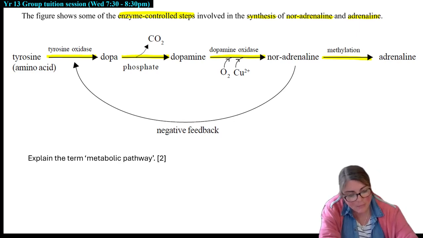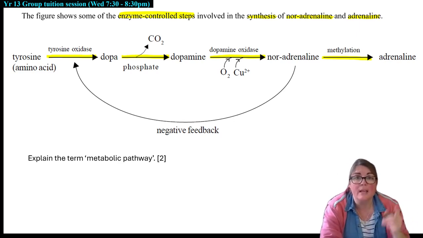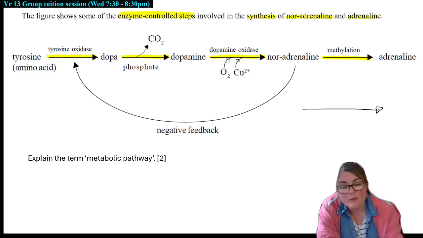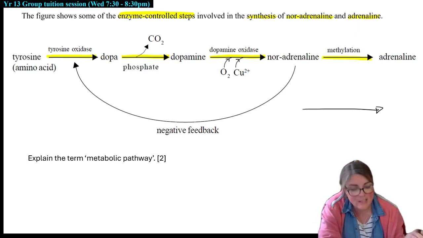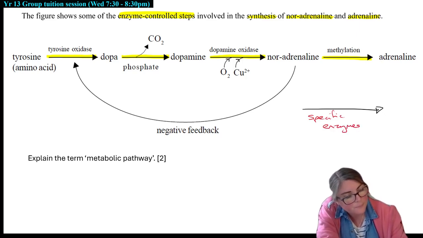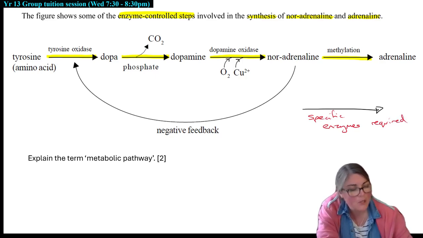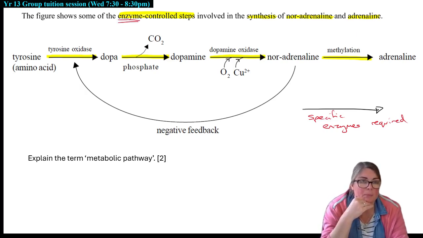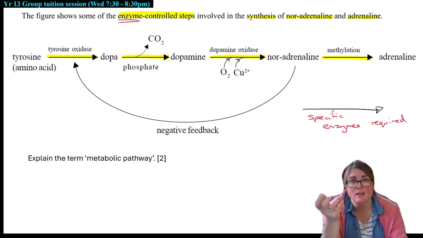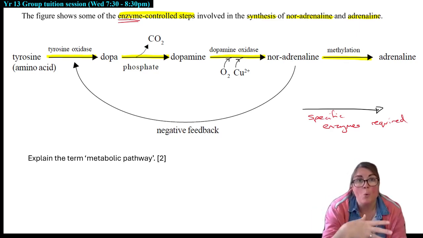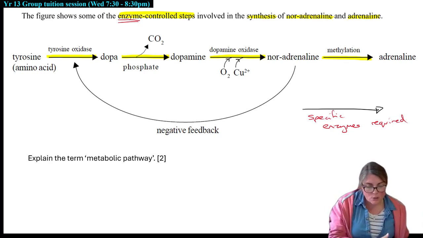How is that happening? It happens because what is the arrow representing? Whenever I see an arrow, I know that that is representing that there are specific enzymes required. Because this is an enzyme controlled step, we're being told already in the question. The arrows represent specific enzymes required for the reactions to occur.